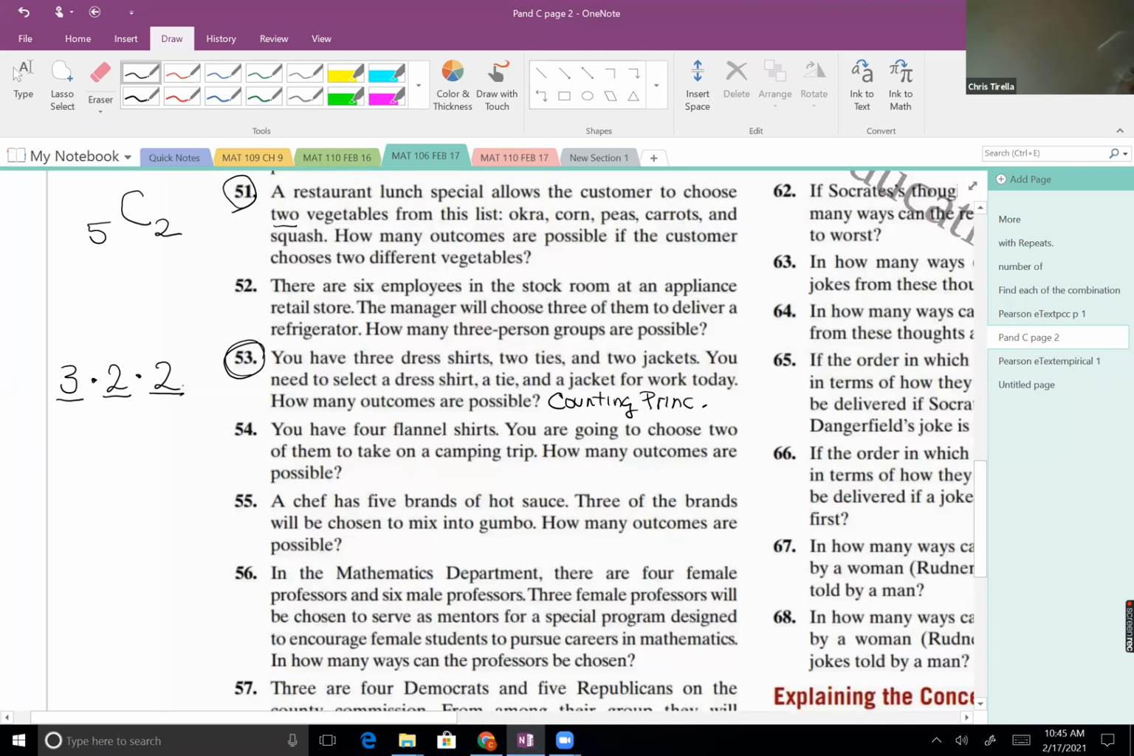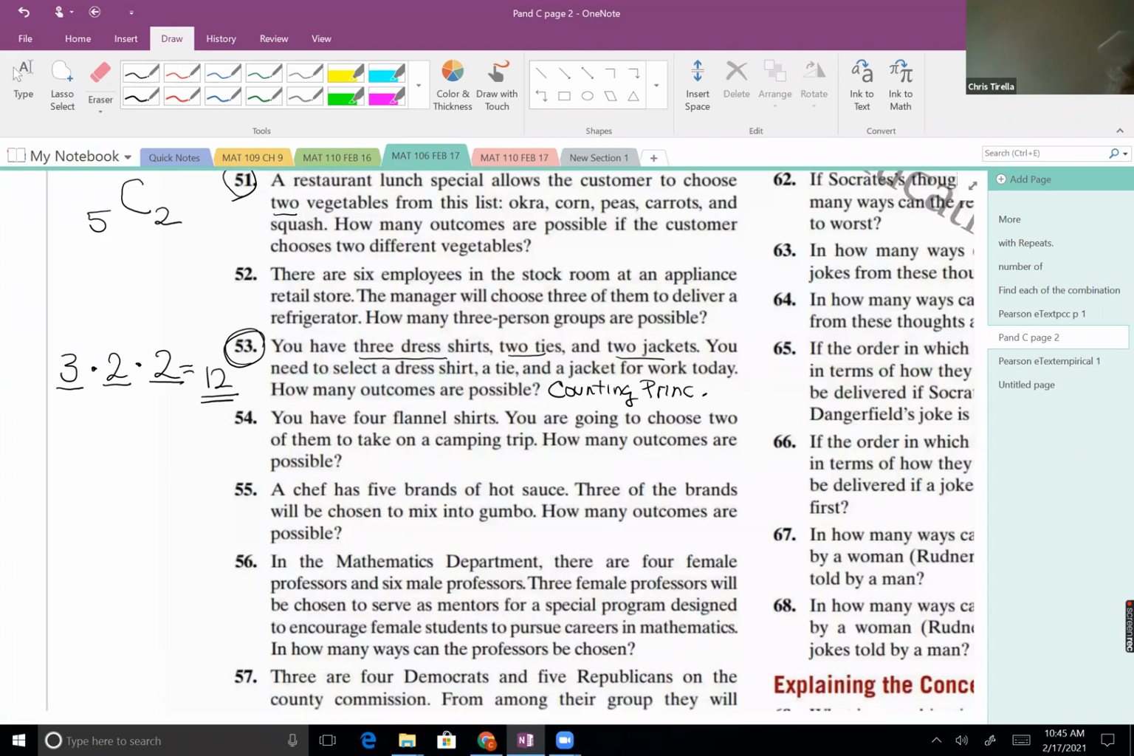The word "and" tells me I'm going to multiply, and so there will be 12 different outfits. How can we tell them apart? Well, over here, we're making 3 different decisions. Over here, we're just making 1 decision, vegetable, and we've got 2 to pick from. Over here, we're making 3 different decisions. Does that help at all?